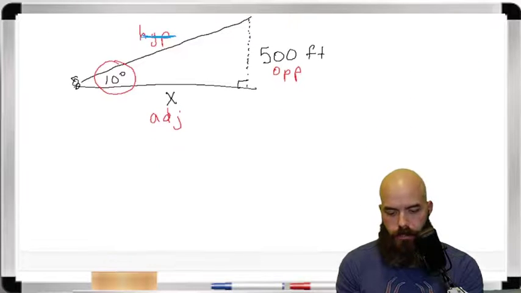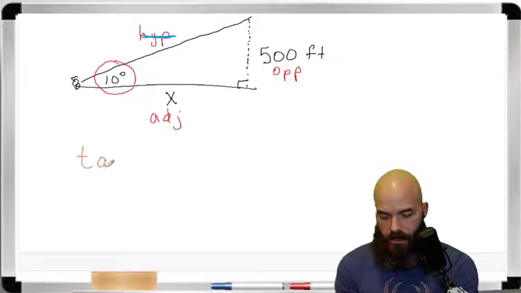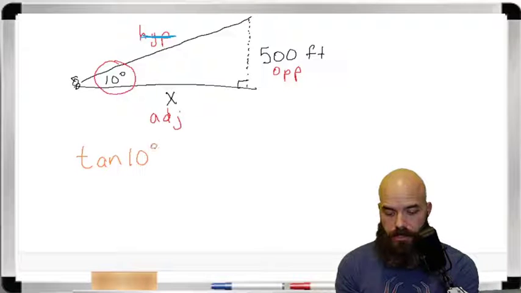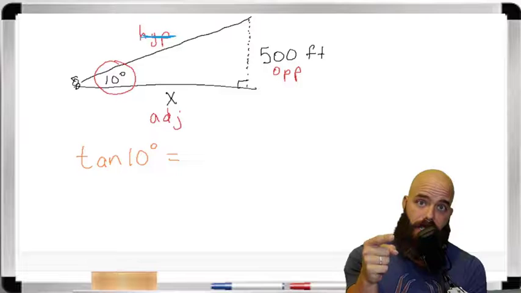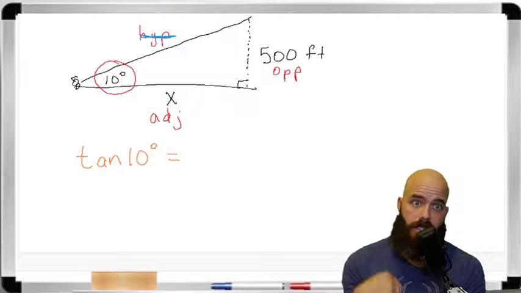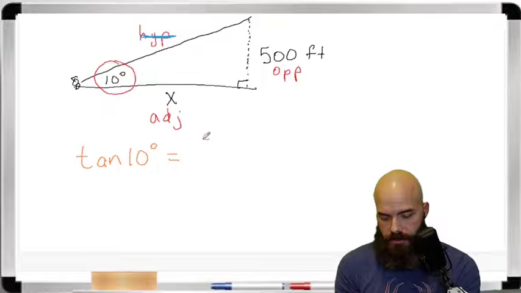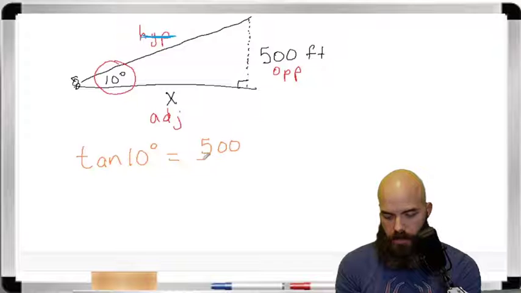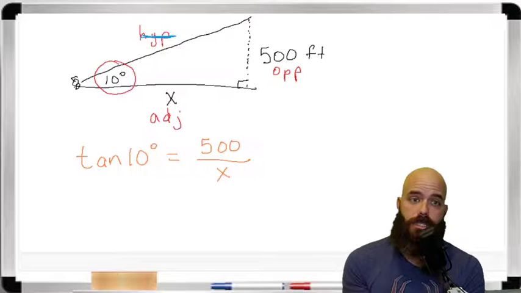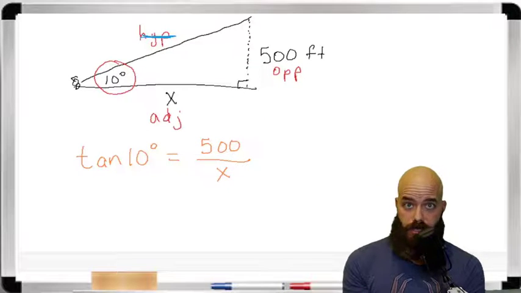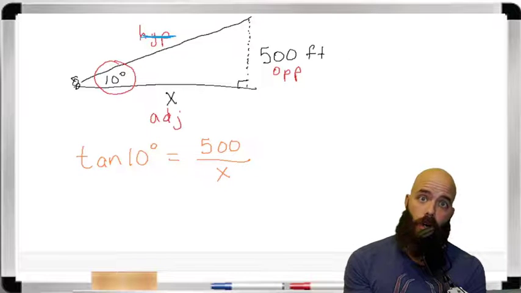So let's set up our equation. Tangent of 10 degrees must equal the opposite side over the adjacent side. So opposite side is 500 over the adjacent side, which is X. Now we have our equation. We want to solve for X.